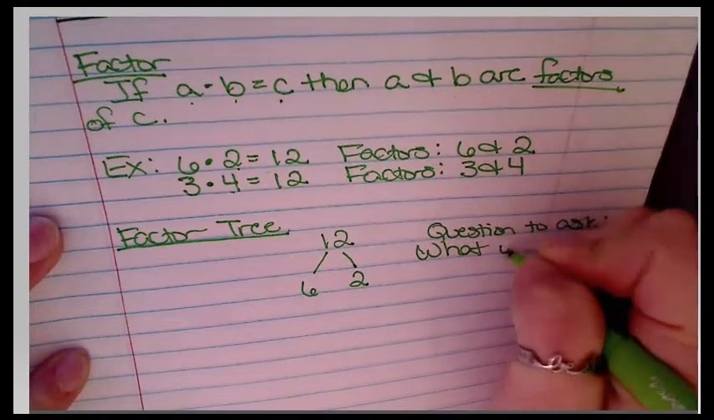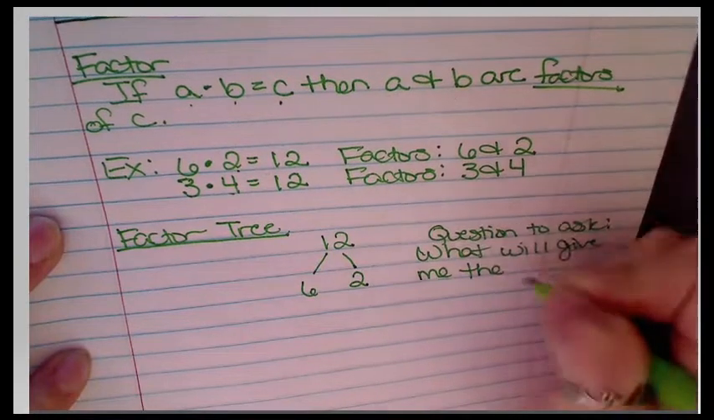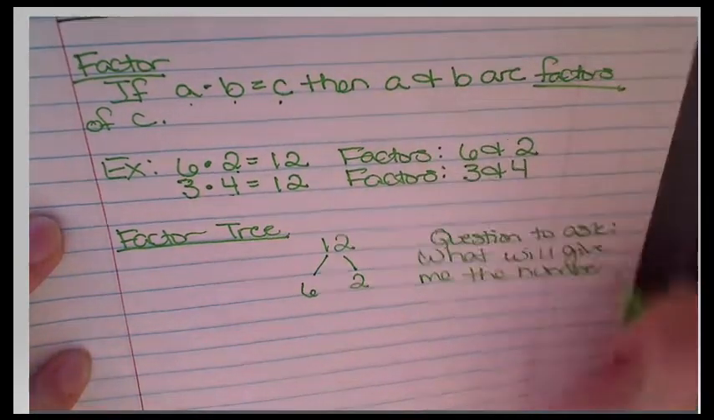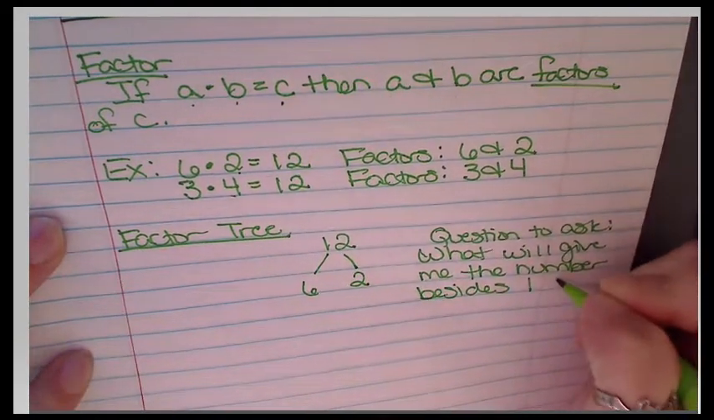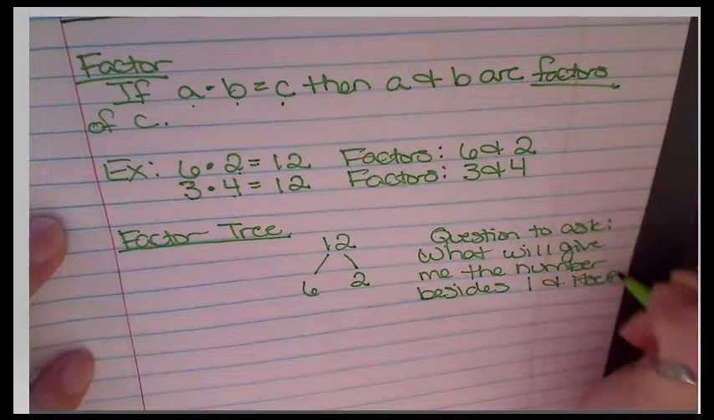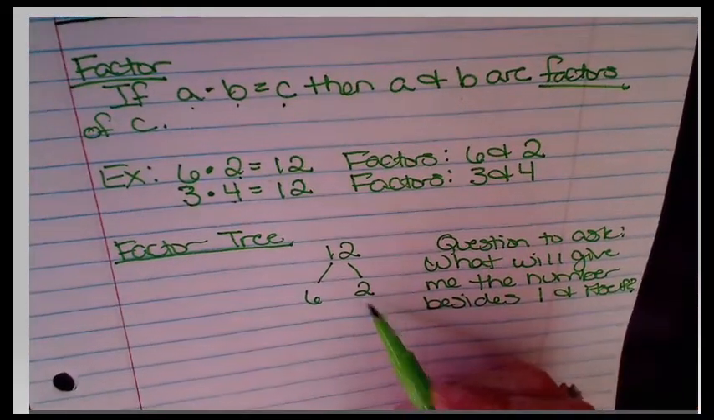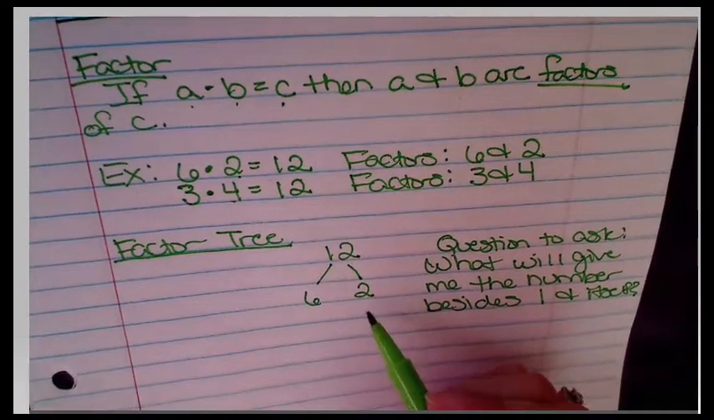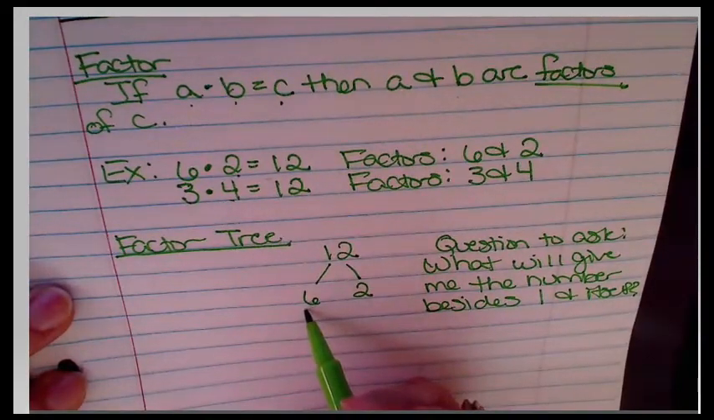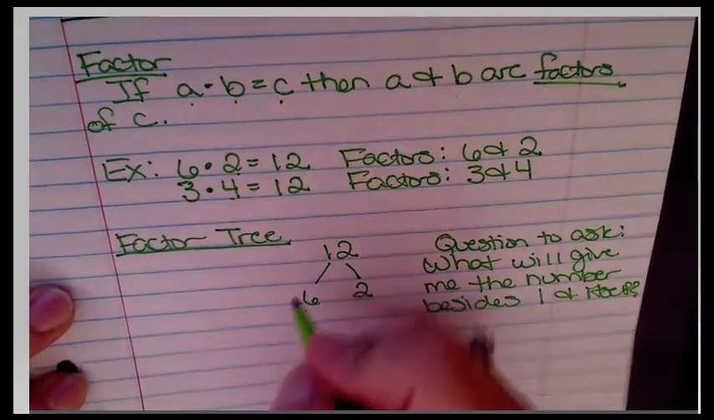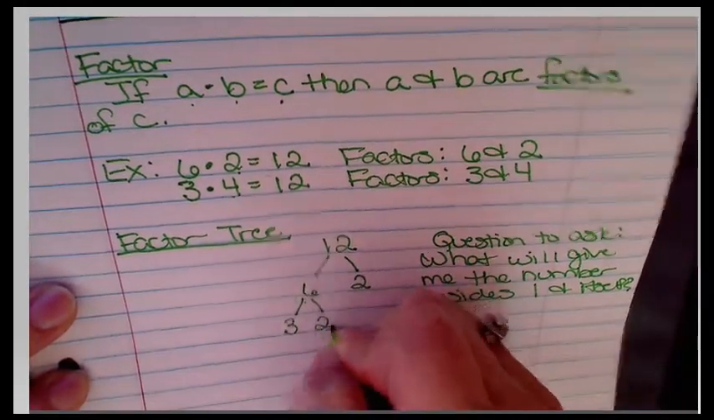What will give me the number besides 1 and itself? Okay, so does anything give you 2 besides 2 times 1? No, because it's a prime number. So then we have to look at 6. Well, is there anything that'll give us 6 besides 6 times itself? The answer is yes. So we do another little branch, and we have 3 times 2.